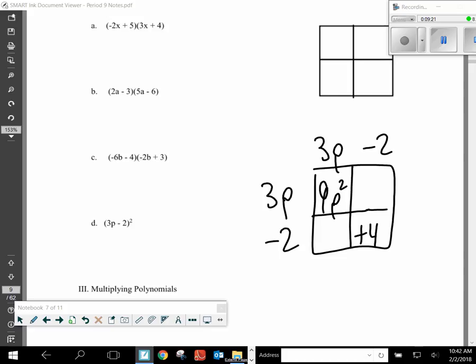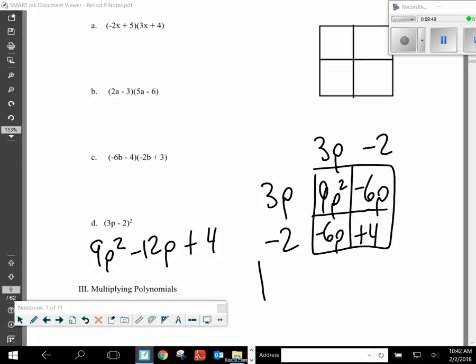But look at, I hope you're paying attention. David, are you working ahead or paying attention? Stay with me. Negative 2 times 3p is negative 6p. 3p times negative 2 is negative 6p. So please, once again, if you're working ahead, look up here. We have two terms that need to be added together. So we end up with 9p squared minus 12p plus 4. So there is that middle term. Okay?